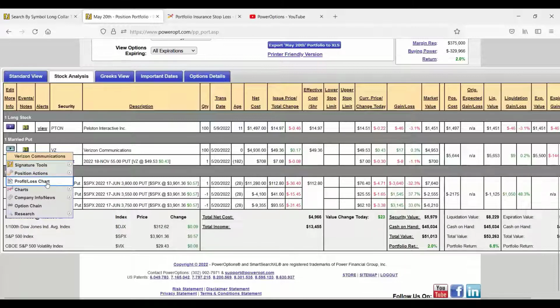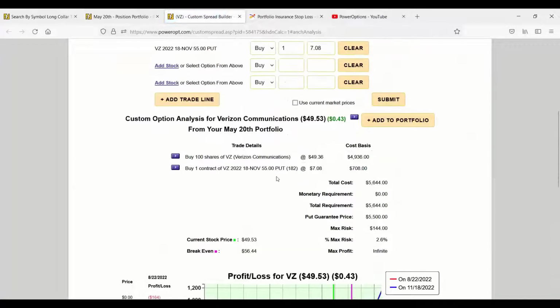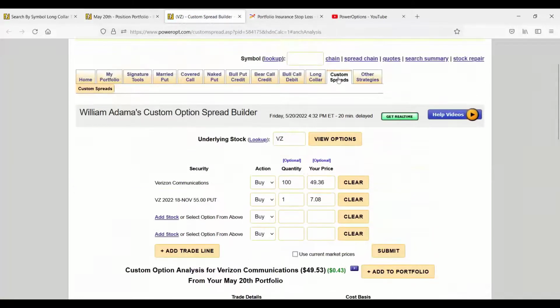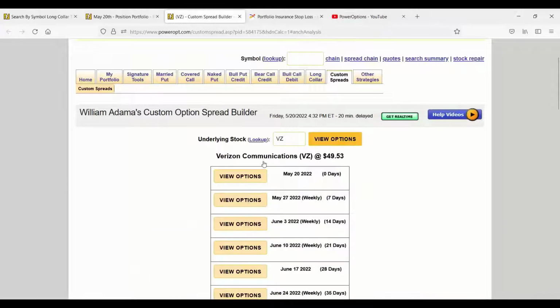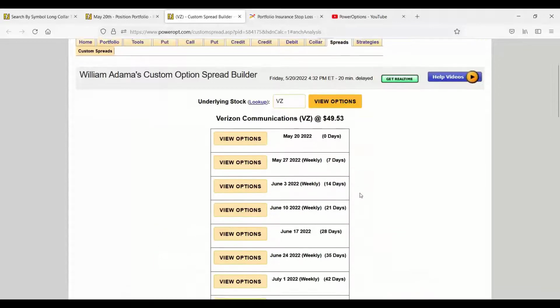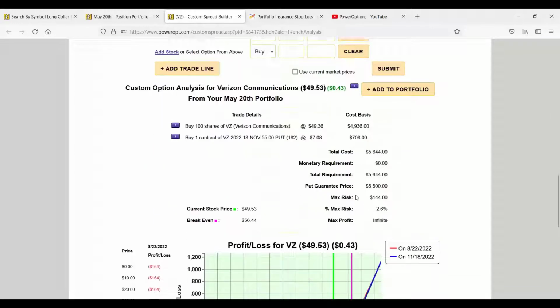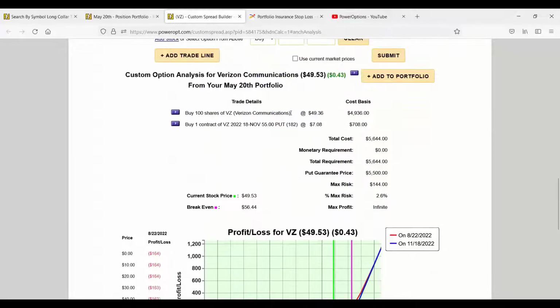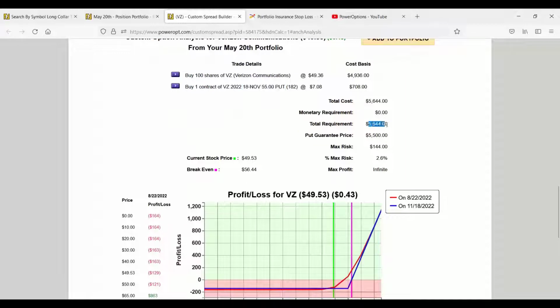Going once again now to the profit and loss chart. And Don, if you didn't enter it in the portfolio, remember you can just come to the custom spread tool, type in VZ, put in the security that you bought, 100 shares, and then go in and select the option that you want and build the position on the fly. But here's our Verizon position with the stock at $49.36, the 18th of November, 55 put for $7.08, total cost basis of $56.44, maximum risk of $144 or 2.6%.